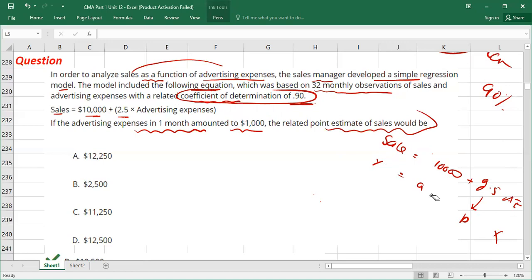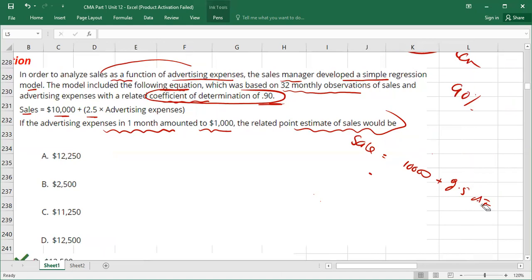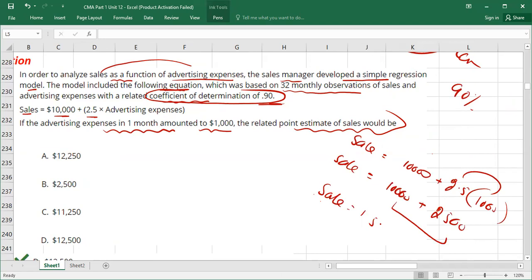So just complete the equation. You already have Y is equal to A plus BX. So just put advertisement expense here as 1,000. Now you will solve this equation. So you can calculate the sales: sales is equal to 10,000 plus 2.5 multiplied by 1,000, which is 2,500. Now add these two. So sales will be 12,500. Right? So this is option D.